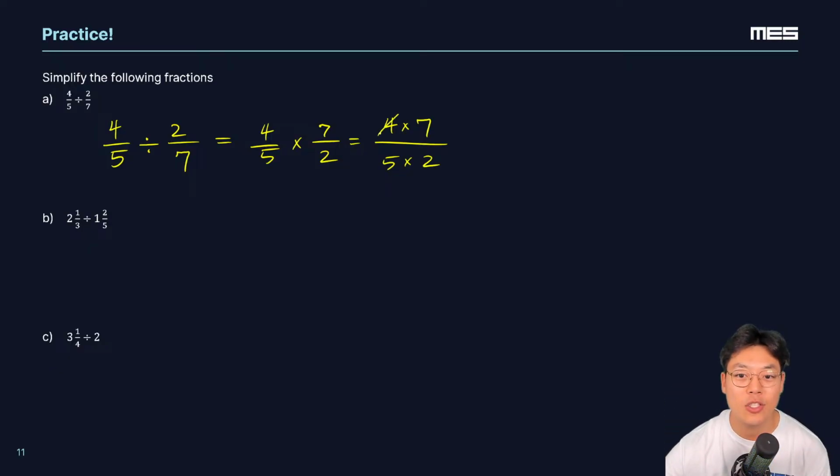So 4 and 2 have a common factor of 2, like Chloe told us. We can cancel out a 2. We have a 2 and a 1 down here. 7 and 5 have nothing in common. 2 and 5 have no factors in common. So this is completely simplified. 2 times 7 gives us 14, and 5 times 1 gives us 5.